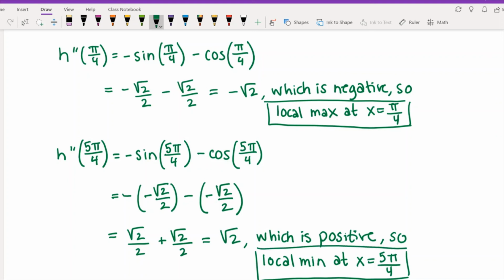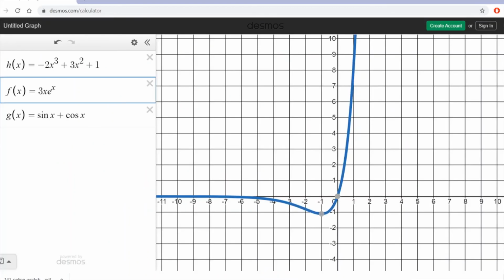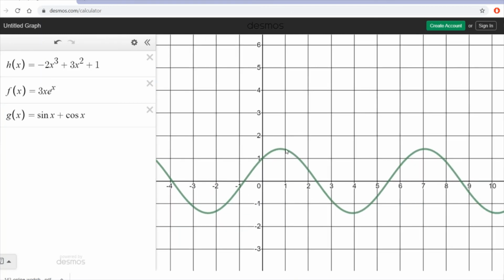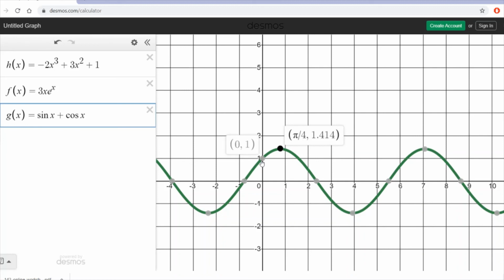So let's look at the graph of this one as well. So here is the graph of sine of x plus cosine of x, and if you click, you can see the actual local maxima and minima. So we have a local max at pi over 4, and we have a local min at 5 pi over 4. And then we get more local maxima and minima as we go, but those are the ones that happen outside of 0 to 2 pi. So if you took pi over 4 and added 2 pi, that would be the next local max, and so on. But just between 0 and 2 pi, these are the only two that we have.